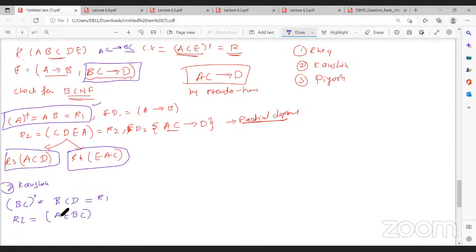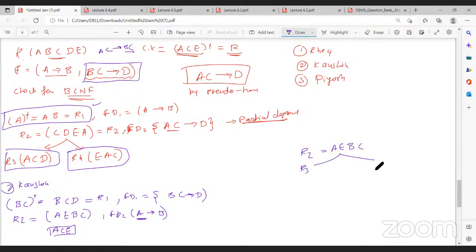Here FD1 will be BC determines D. And here FD2 will be A determines B, which is applicable, right? But my key for this relation is what? ACE. So it will violate my 2NF condition. So I will again decompose this R2 into R3 and R4.